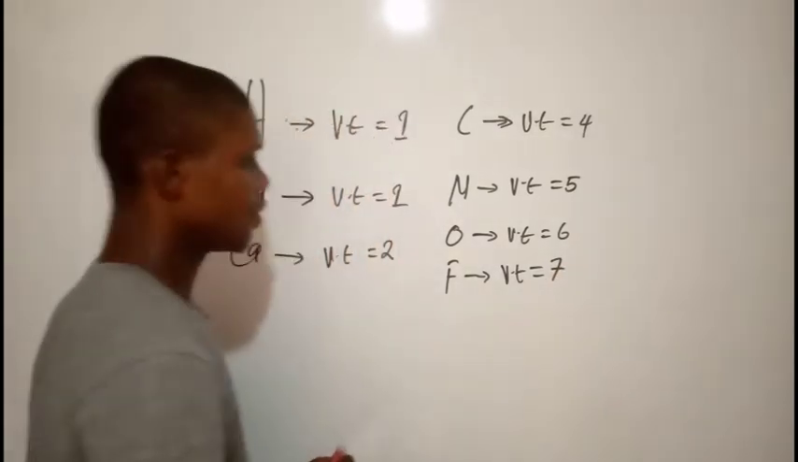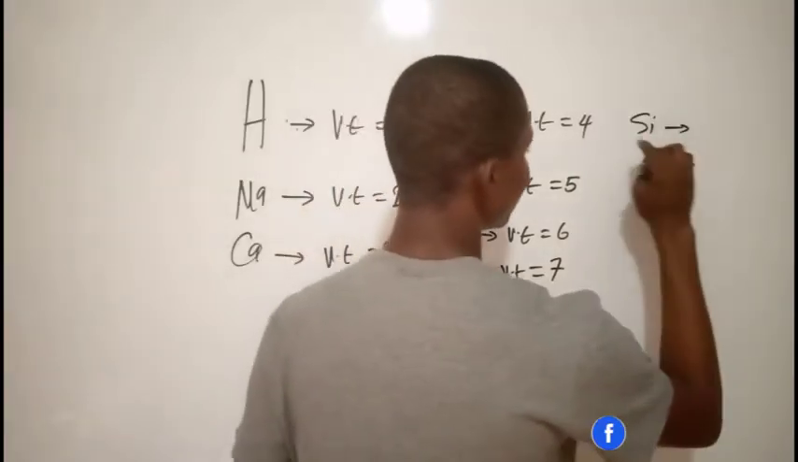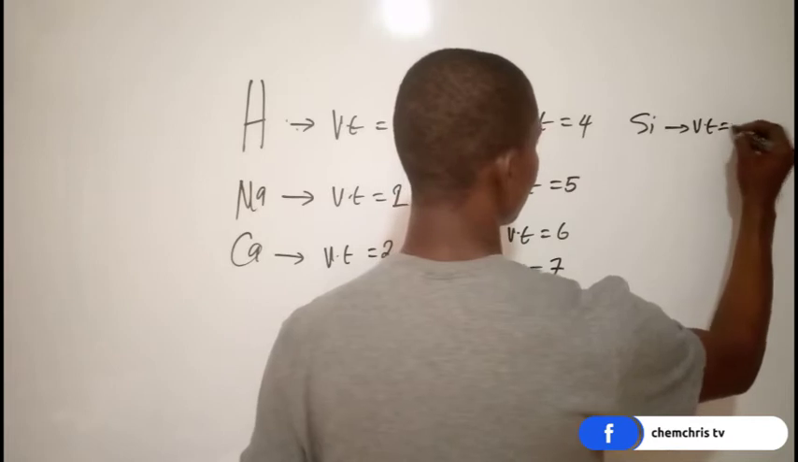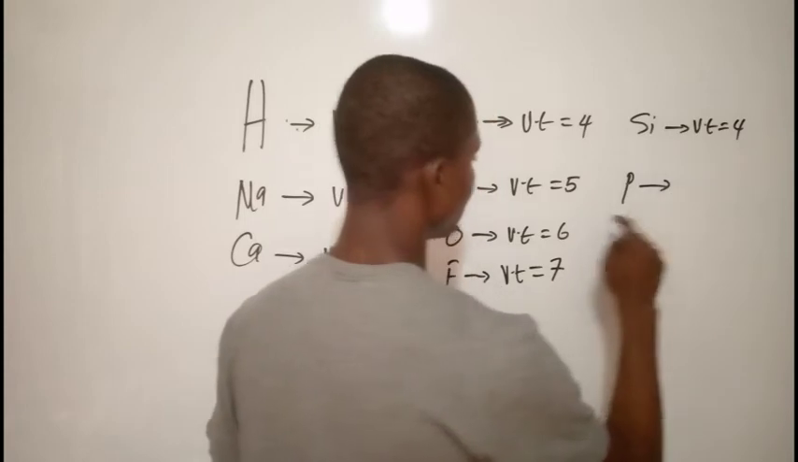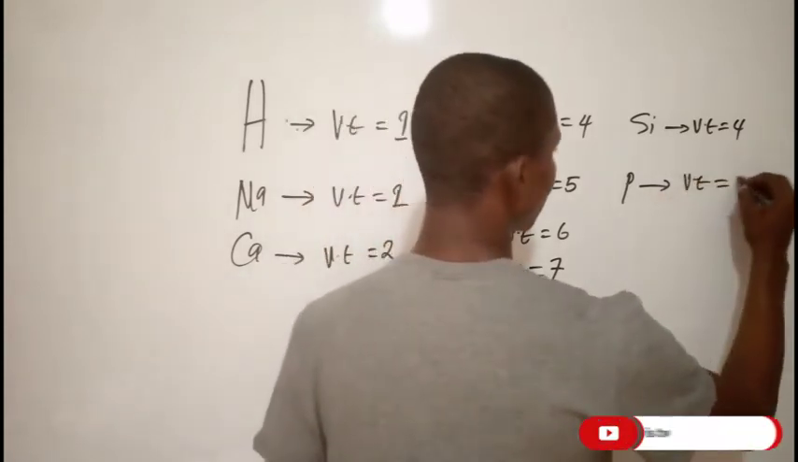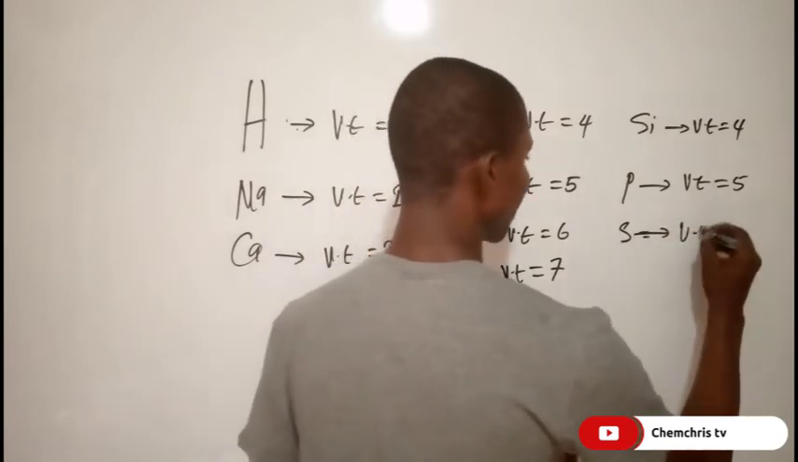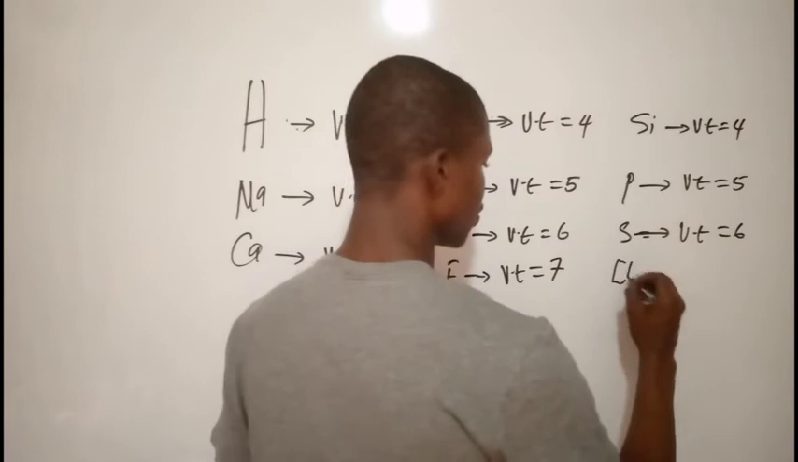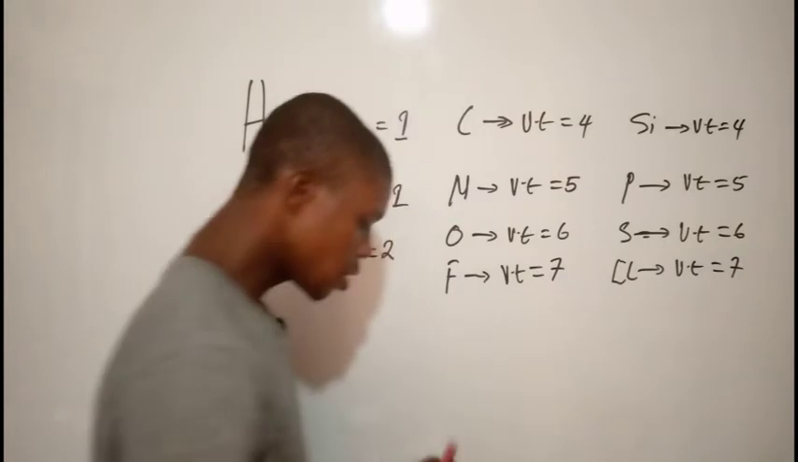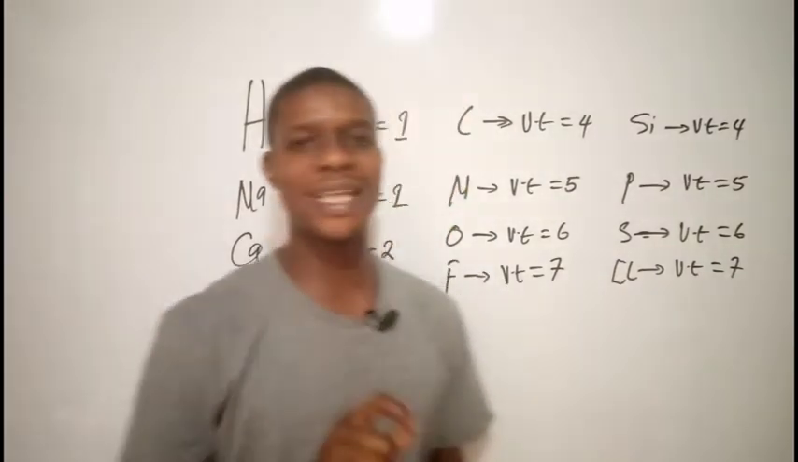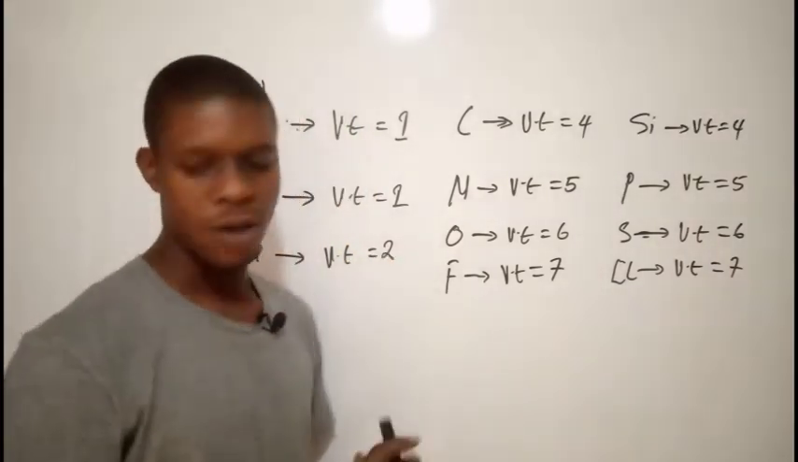7. You get? What about silicon? Silicon is in group 4. Therefore its valence electron is 4. Now what about phosphorus? Phosphorus is in group 5. Then its valence electron is 5. What about sulfur? Sulfur is in group 6. Its valence electron is 6. What about chlorine? Chlorine is in group 7. Then its valence electron is 7. So the easiest way to know the valence electron of an atom is to know the group number, right?